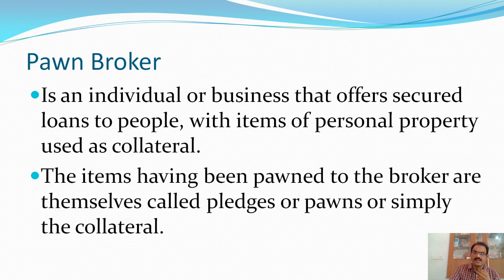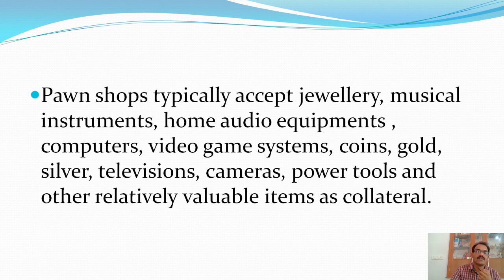Items pawned to the broker are themselves called pledges or pawns or simply the collateral, the personal property given as security. Pawn shops typically accept jewelry, musical instruments, home audio equipment, computers, video game systems, coins, gold, silver, televisions, cameras, power tools, and other relatively valuable items as collateral.